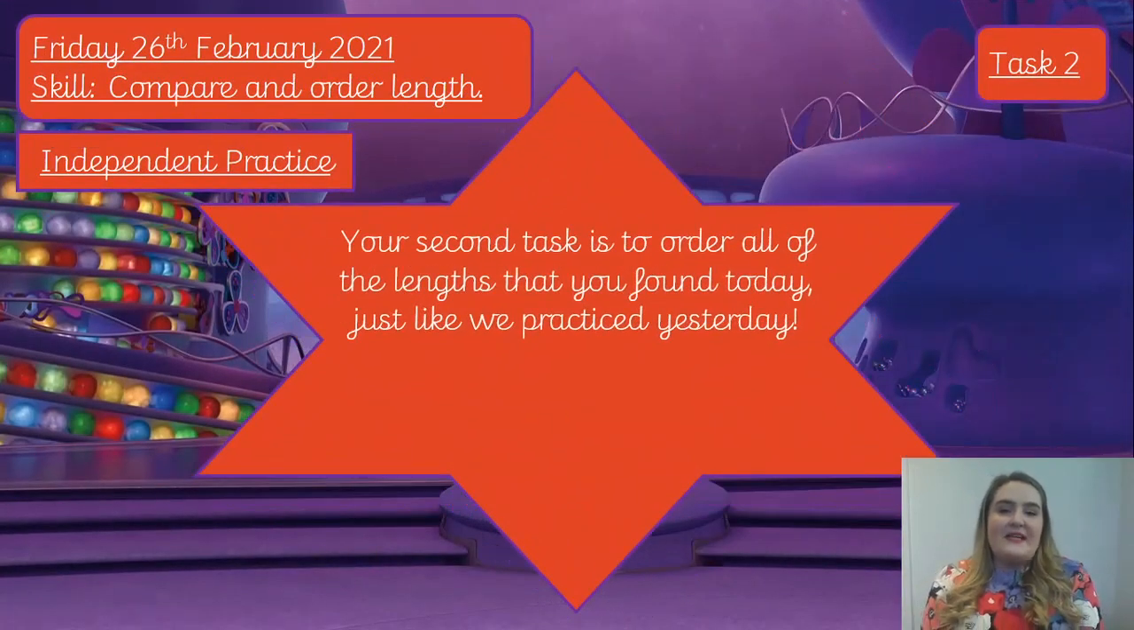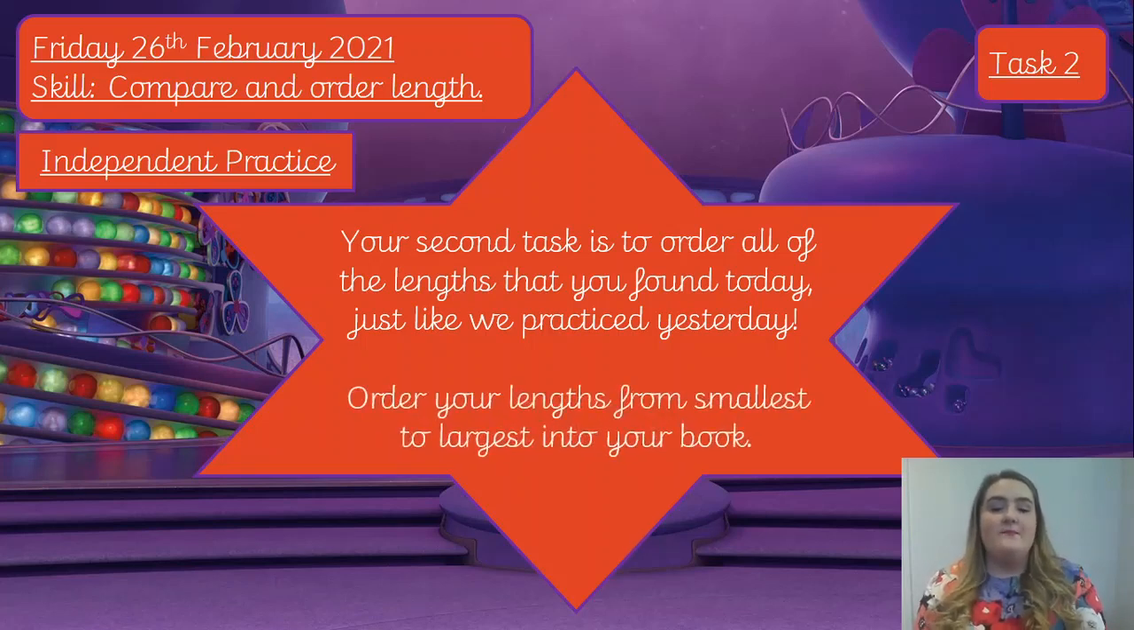Okay, well done. Your second task is to order all of the lengths that you found today, just like we practiced yesterday. You are going to order them from smallest to largest in your book. So you've got all of your measurements of the items that you have gathered and measured, and I would like you to order them all from smallest to largest in your book. Please make sure you write the unit of measurement. So if you've got a highlighter that was 5 centimetres, you must put 5 cm, not just the number 5. Well done. Pause the video and have a go ordering from smallest to largest, please.